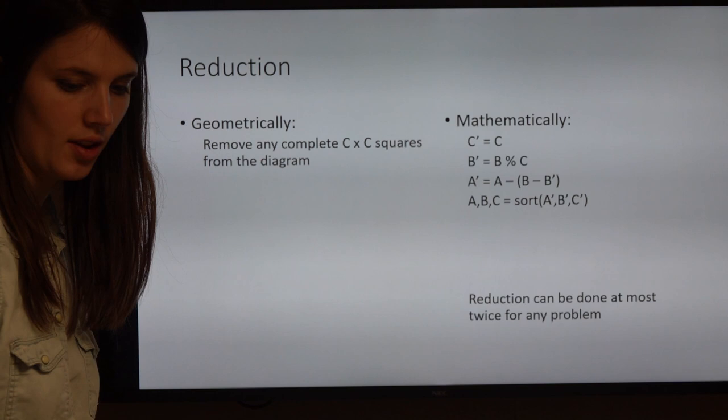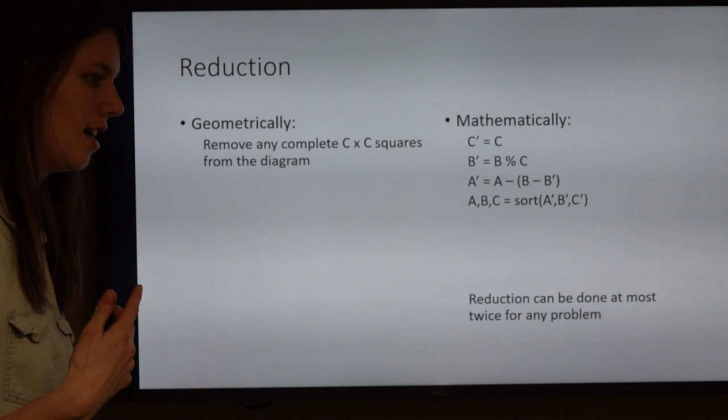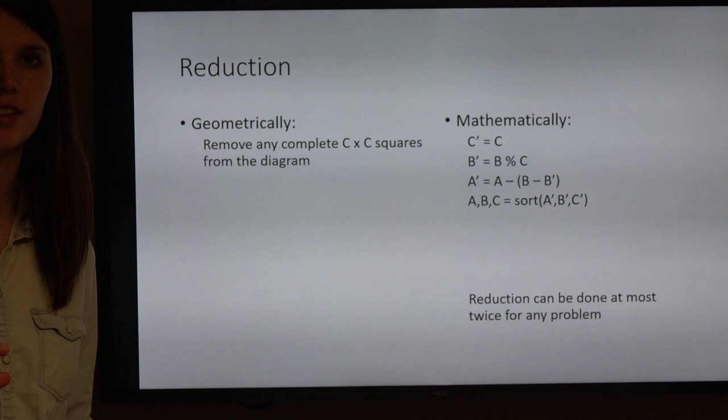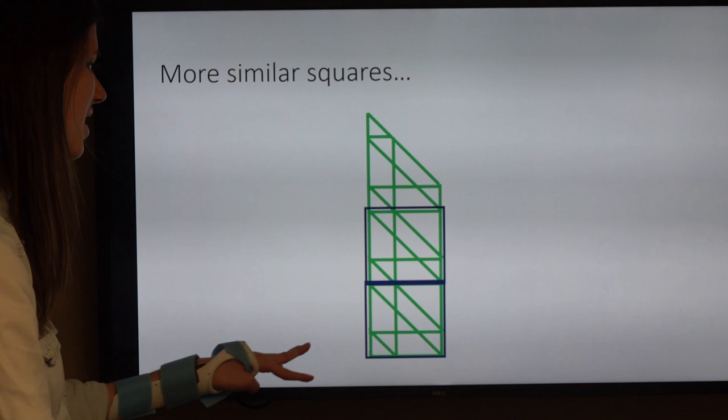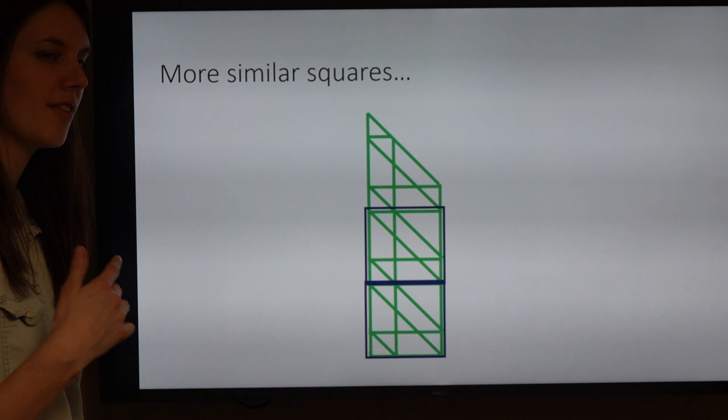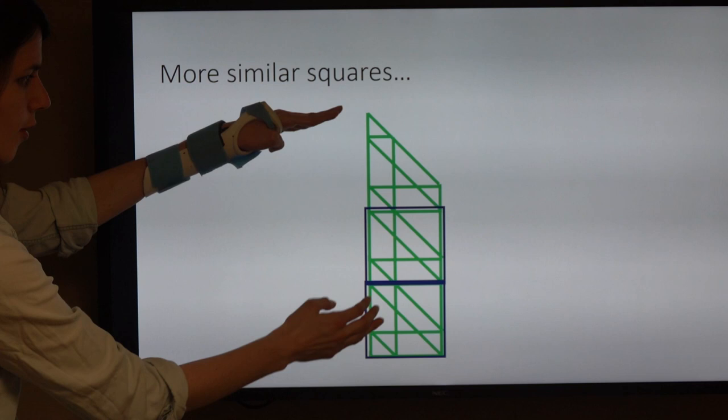So I want to talk a little bit about how reduction works and come up with a mathematical definition for it. Geometrically, reduction means chopping off squares of size C by C. So going off here, notice that we always have to chop off of the smallest side, and we defined C to be less than or equal to B. So whereas C was originally this large, when we chopped off both those squares, C had to become the smallest edge.